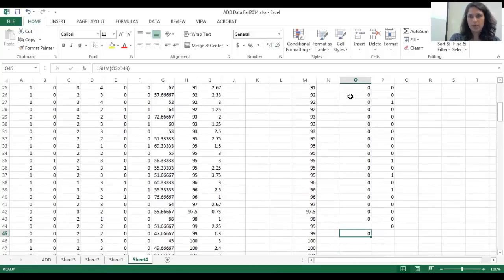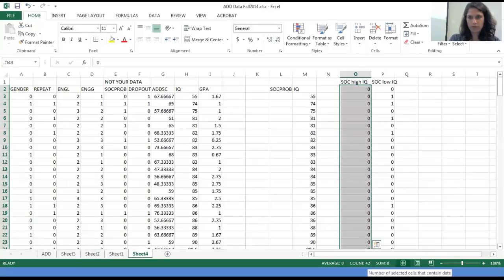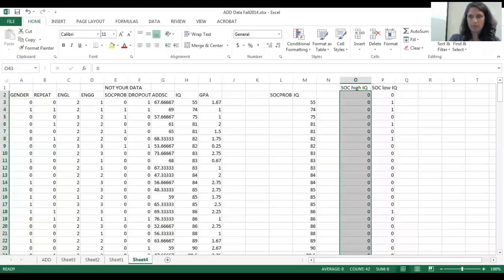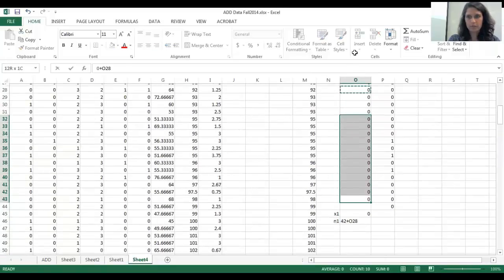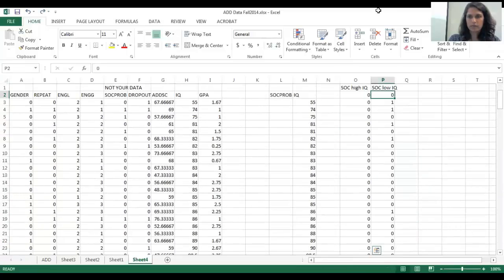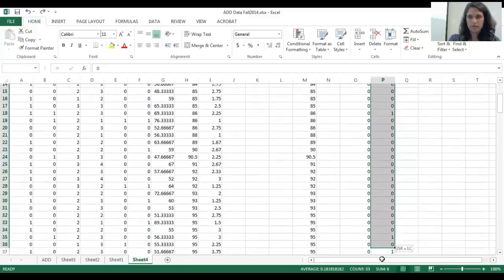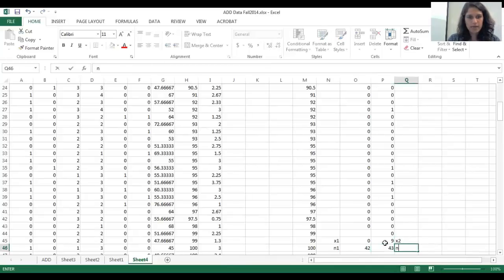0 people out of, in fact, if I just highlight this, you can see I have 42 and the sum is 0. So my proportion for this one, we'll call it X1 and N1, is 0 out of, was it 42? I can't remember. Yes. Now the next one, the low IQ, I highlight that, and down at the bottom it tells me that X2, out of 43 there were 9, so 9 out of 43, that's X2 and N2.